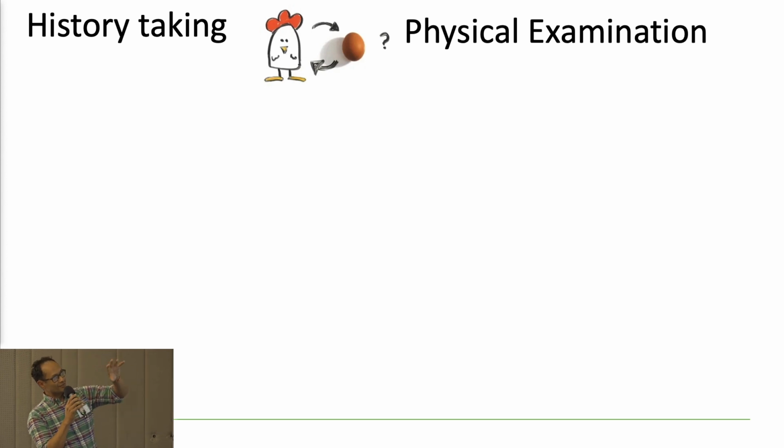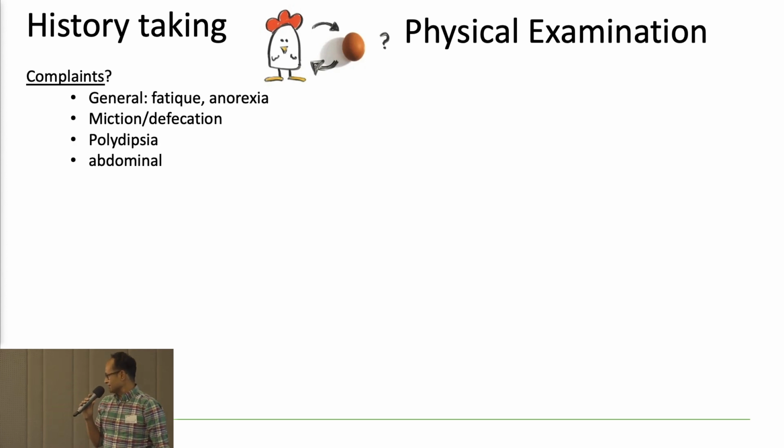So for the sake of time, I'll just do it in a more conventional way. So you go for an extensive history taking. So what are the complaints? There are general complaints: fatigue, anorexia. How's the miction? How's the defecation? Is there polydipsia? Are there abdominal complaints?